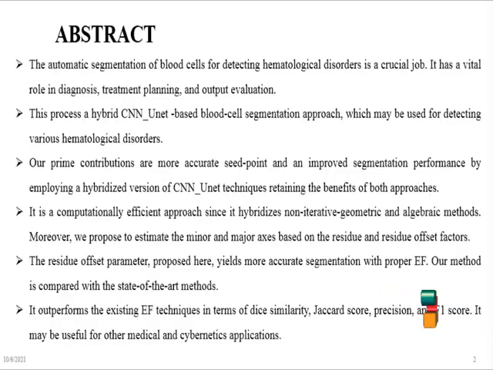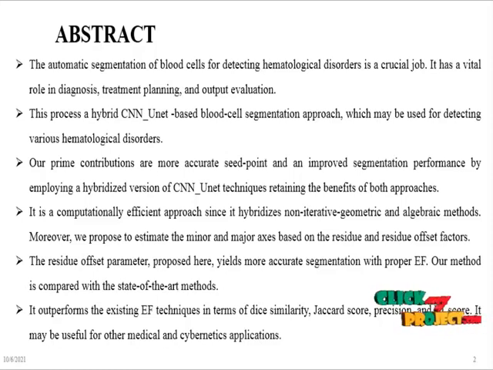The title of the project is an efficient blood cell segmentation for the detection of hematological disorder. And the abstract of the project is: the automatic segmentation of blood cells for detecting hematological disorders is a crucial job. It has a pivotal role in the diagnosis, treatment planning, and outcome evaluation.